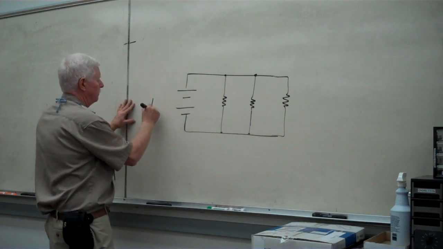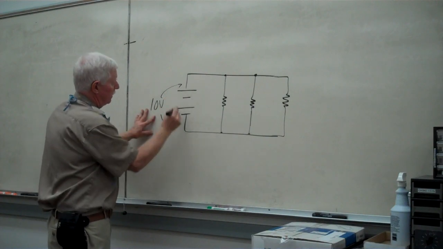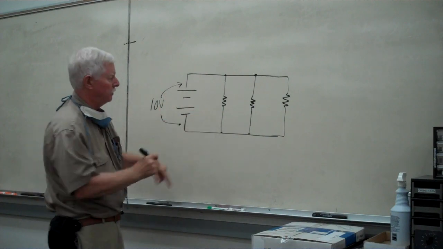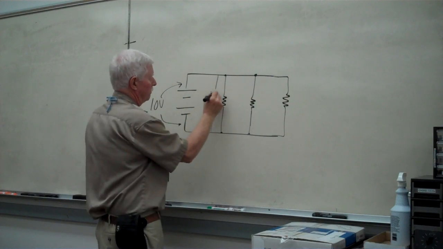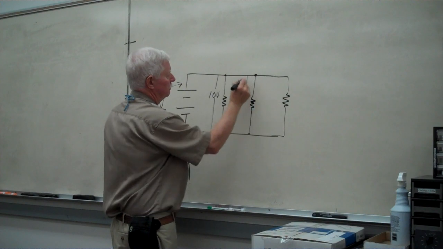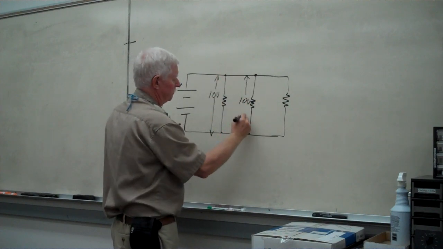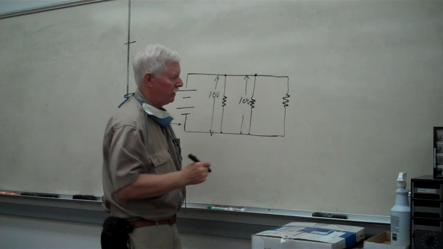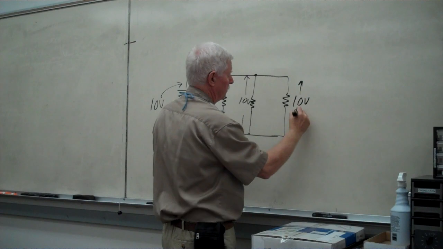For example, if I have a 10-volt source here, across here and here, we're also going to wind up with 10 volts out across this branch, 10 volts, and 10 volts out across this load.